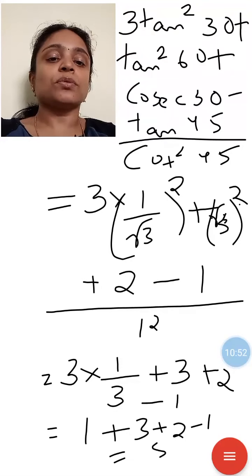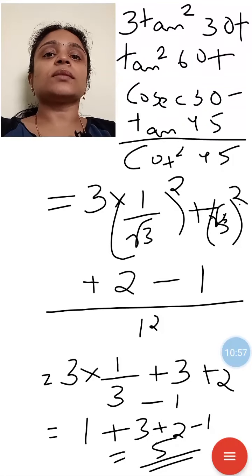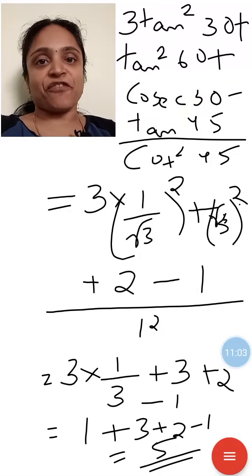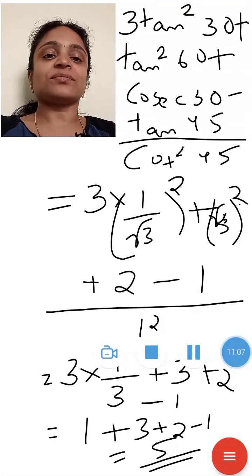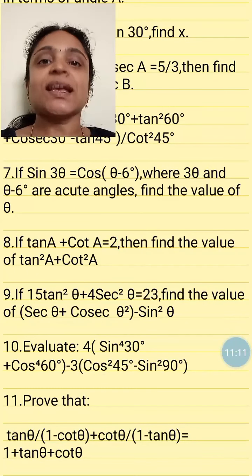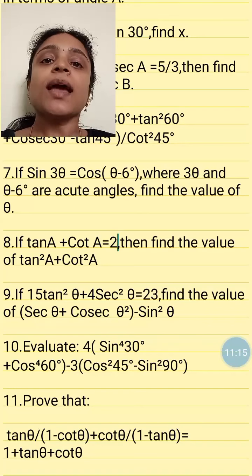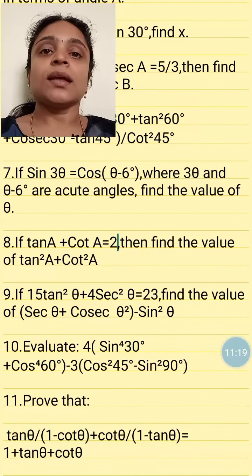So, the answer of 3 tan square 30 plus tan square 60 plus cosec 30 minus tan 45 by cot square 45 is 5, which is the answer. Understood? Next question is, if sin 3 theta equal to cos theta minus 6 degrees, and 3 theta and theta minus 6 degrees are acute angles less than 90, find the value of theta.